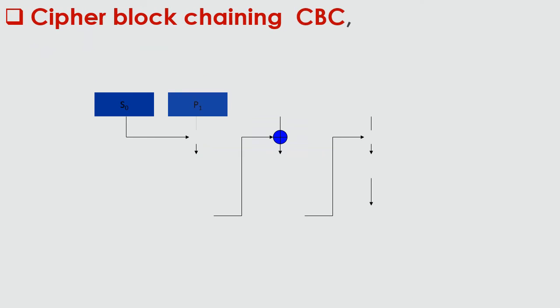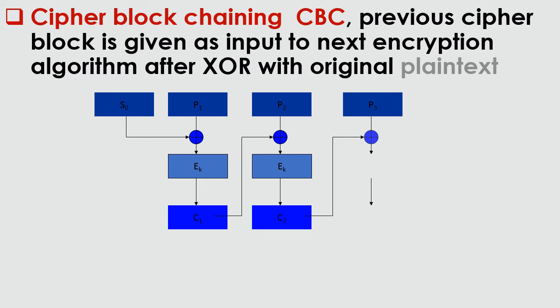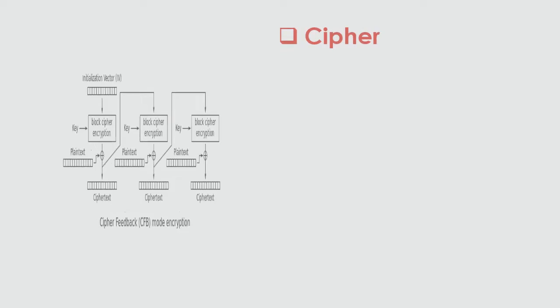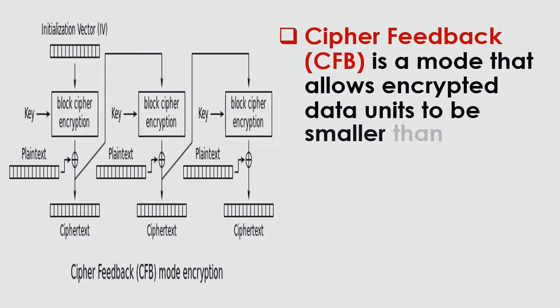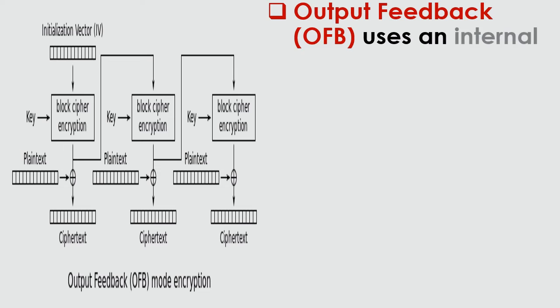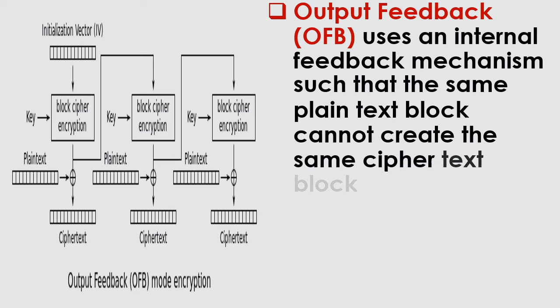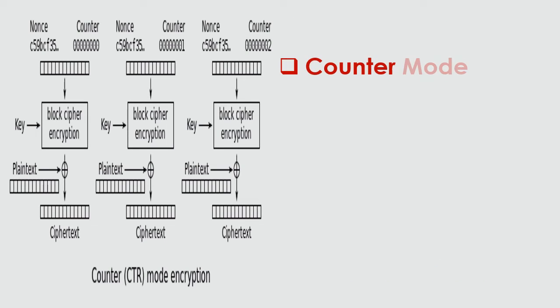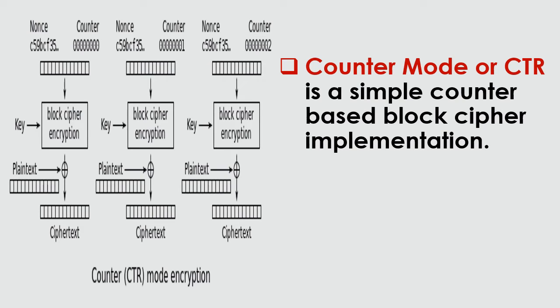Cipher block chaining, CBC. The previous cipher block is given as input to the next encryption algorithm after XOR with the original plaintext block. Cipher feedback, CFB, is a mode that allows encrypted data units to be smaller than the block unit size. Output feedback, OFB, uses an internal feedback mechanism such that the same plaintext block cannot create the same ciphertext block. Counter mode or CTR is a simple counter-based block cipher implementation. Every time a counter-initiated value is encrypted and given as input to XOR with plaintext, which results in a ciphertext block.